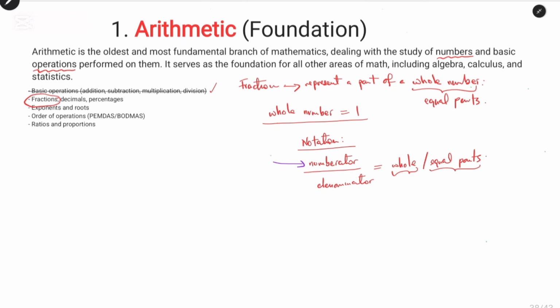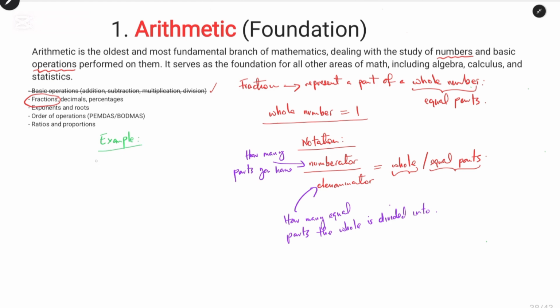The numerator is how many parts you have. The denominator is how many equal parts the whole is divided into. Let's look at a quick example.